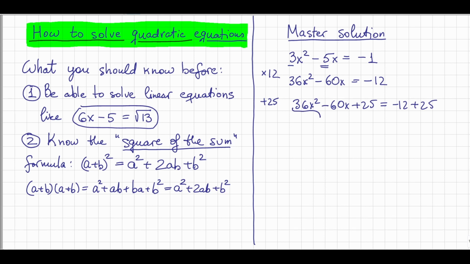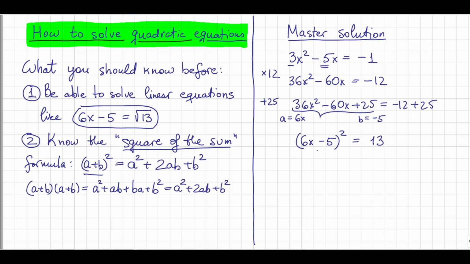On the left hand side, we recognize this as a perfect square. In fact, using the square of the sum formula here, with a equal to 6x and b equal to minus 5, we see that the left hand side is actually (6x minus 5) squared. On the right hand side, we simply obtain 13.